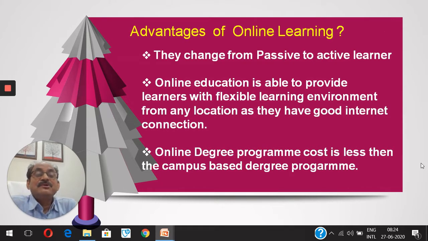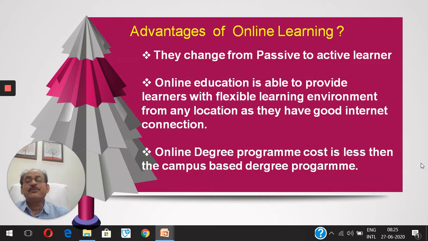Online education is able to provide learners with a flexible learning environment from any location, as long as they have good internet connectivity. If there is good internet connectivity, then you can easily do this in an online education system. So this is a very important thing. If the internet connection is not good, then the online education system is likely to fail.